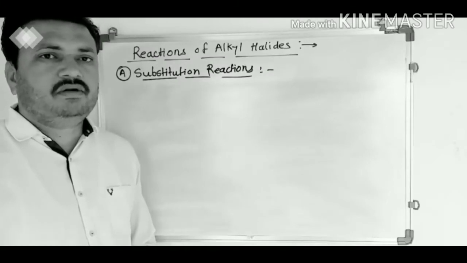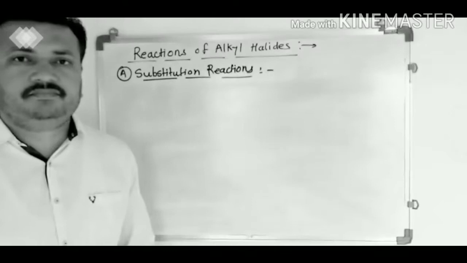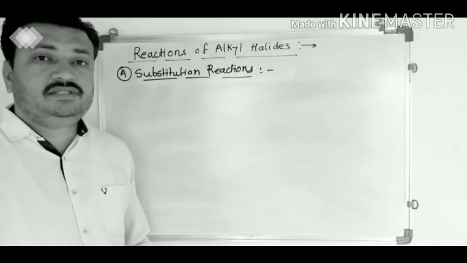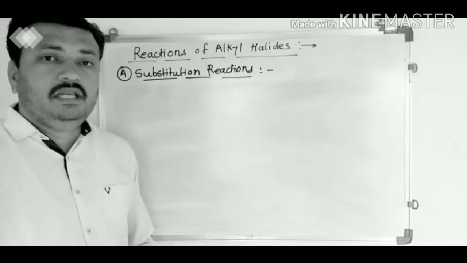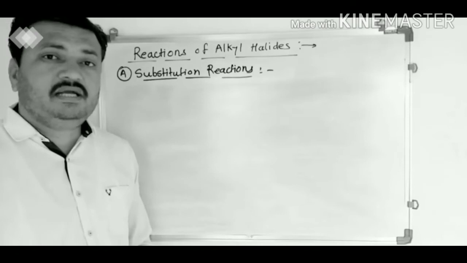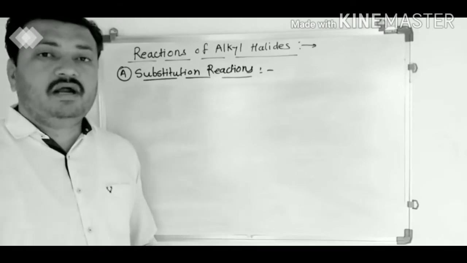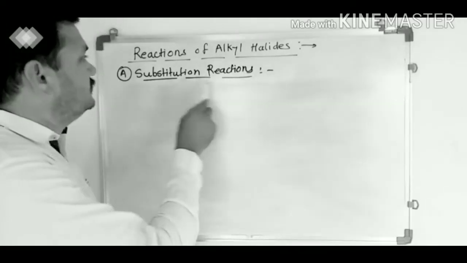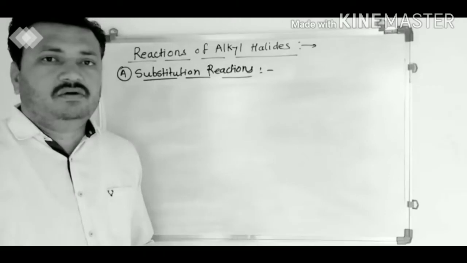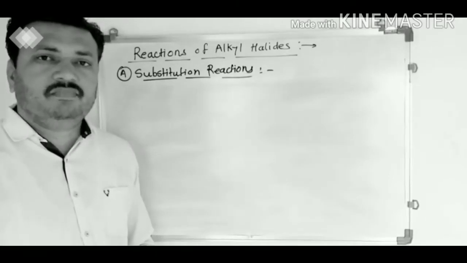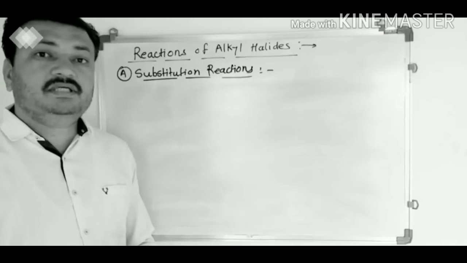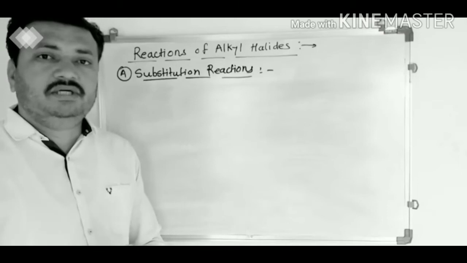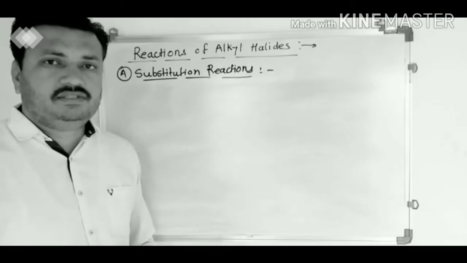Now in this lecture, we are going to see the reactions of alkyl halides. Alkyl halides generally undergo different substitution reactions, elimination reactions, Wurtz reactions, and formation of Grignard reagent. These are some reactions of alkyl halides. We will start with substitution reaction. As we already know, when one of the atoms or groups of atoms in the substrate is replaced by an atom or group of atoms from the reagent, it is known as a substitution reaction.